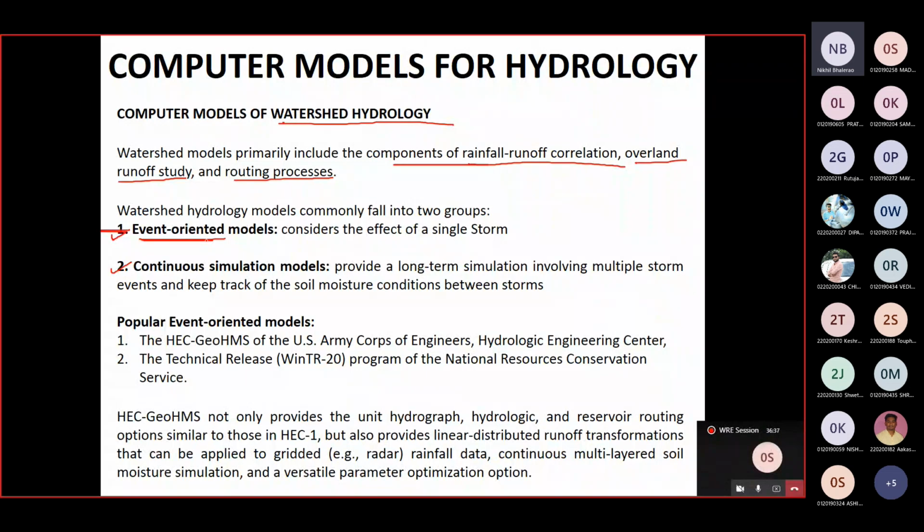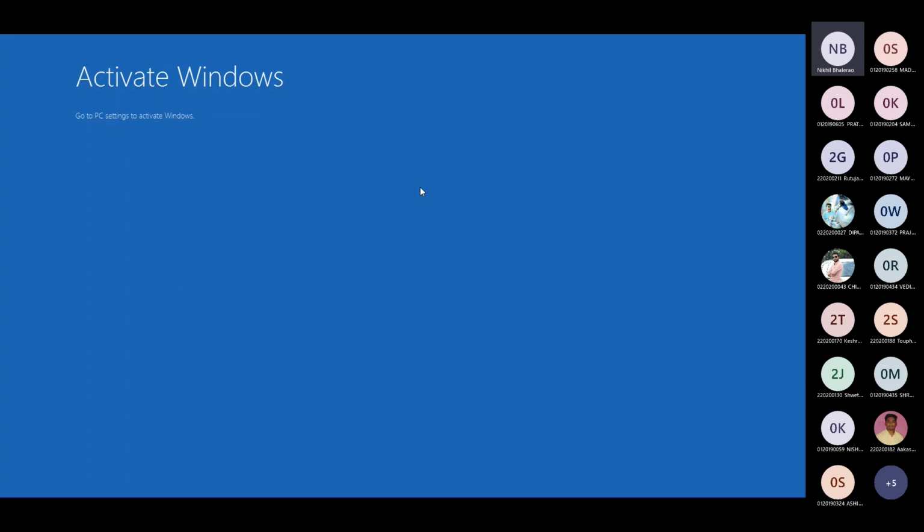Now when we consider the day span, within that 2 to 3 hours span, we consider that an event, a single rainfall event. So we can study that particular single rainfall event as the effect of a single storm, which is called an event oriented model. That is a single rainfall event. The second category is the continuous rainfall event.